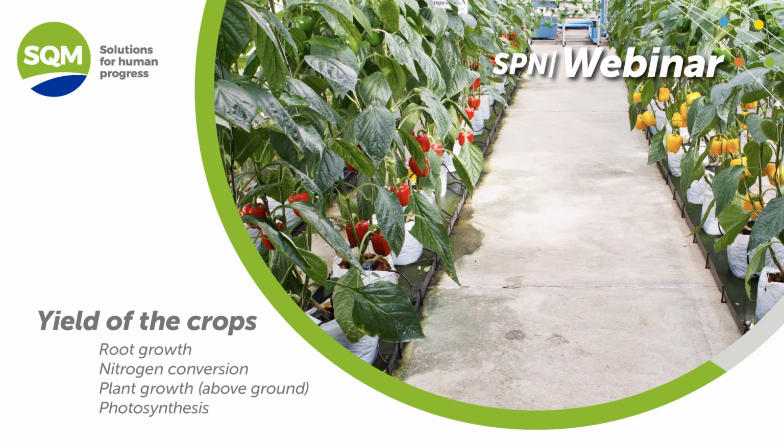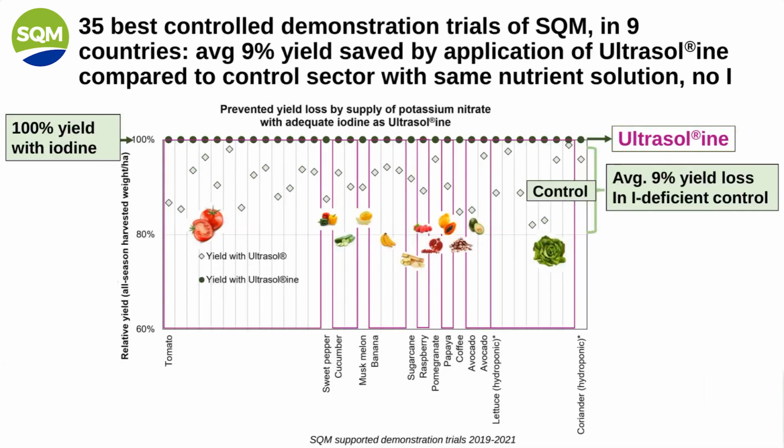Of course, these four points all have to combine together to result in a high yield of the crop. This picture summarizes the 35 best control demonstration trials. These were trials where we applied Ultrasoline right from the start of the crop. We have a well-registered total season yield, and we are sure that the two sectors were comparable. And we used it on a range of different crops, as you see in the pictures.